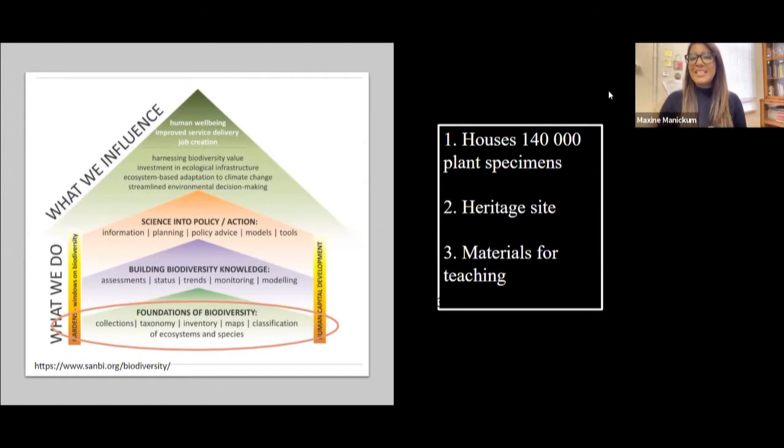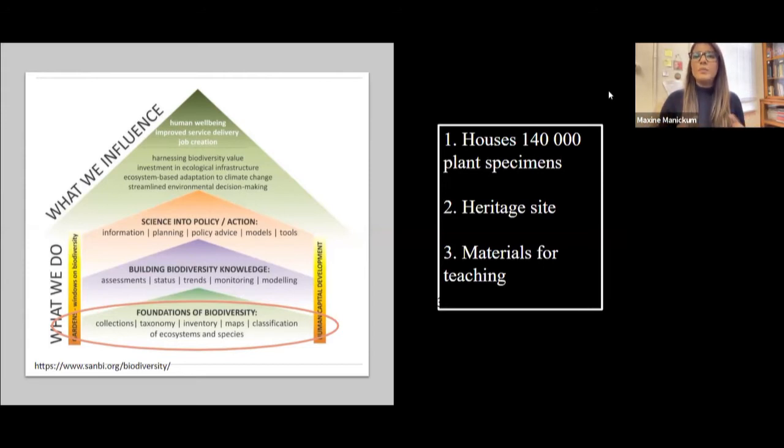The herbarium is also a heritage site. It was established in 1882 by the late John Medleywood with the help of others. And to date, we have approximately 6,000 of these specimens still in the herbarium. The collection also serves as material for teaching.